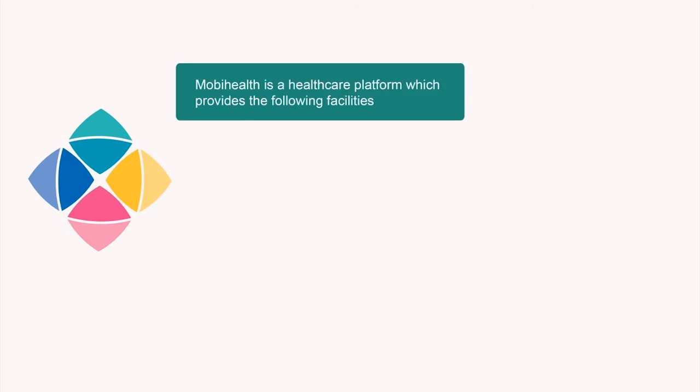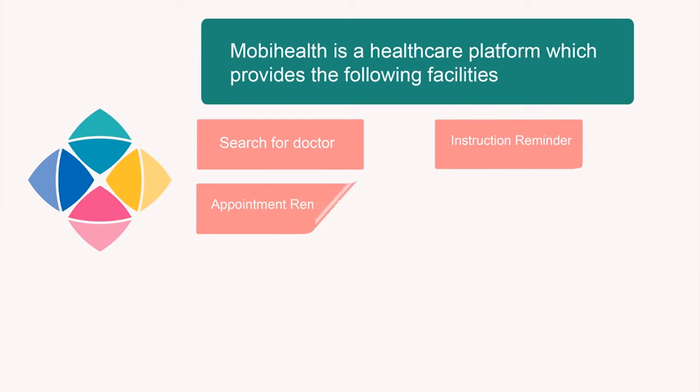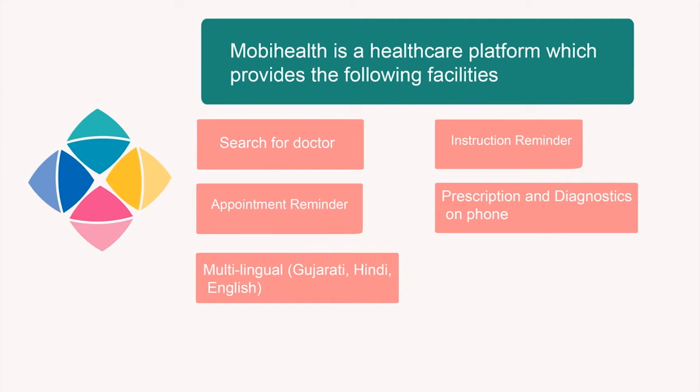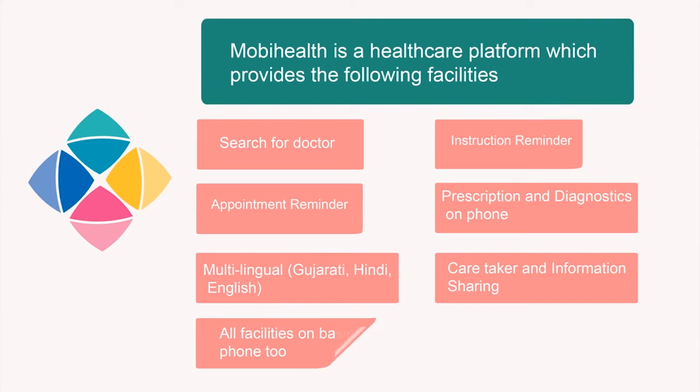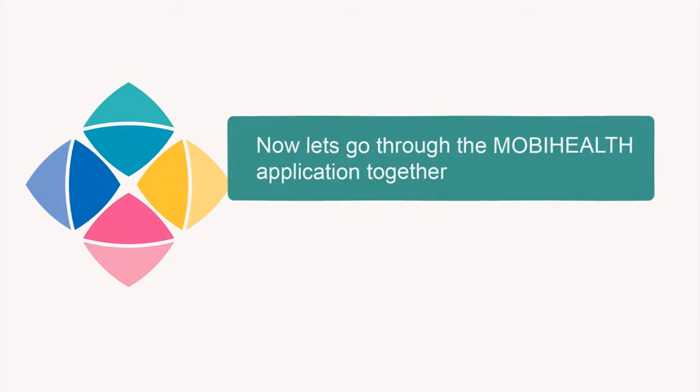Mobi Health is a healthcare platform that provides the following facilities: search for a doctor, instructions reminder, appointment reminder, prescription and diagnostics on phone, multilingual, available in English, Hindi and Gujarati, caretaker and information sharing. All facilities are on basic phone too, and chat with doctors. Now let us go through the Mobi Health application together.